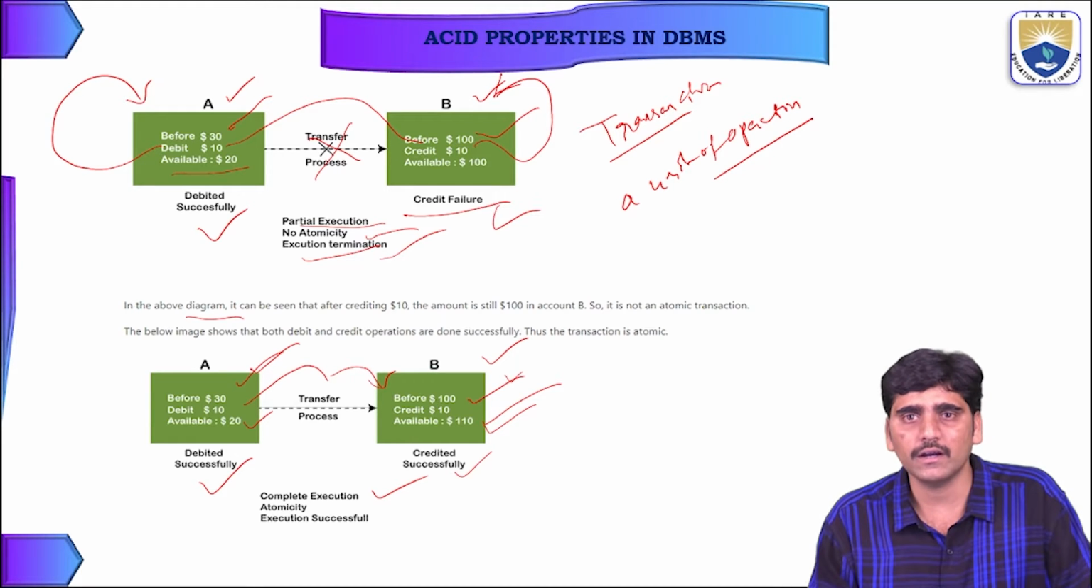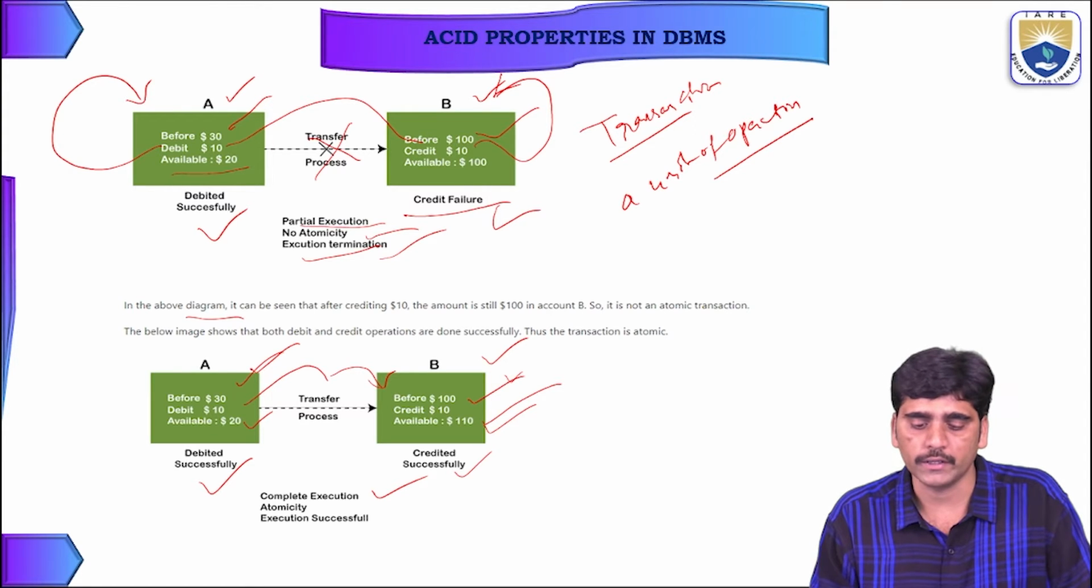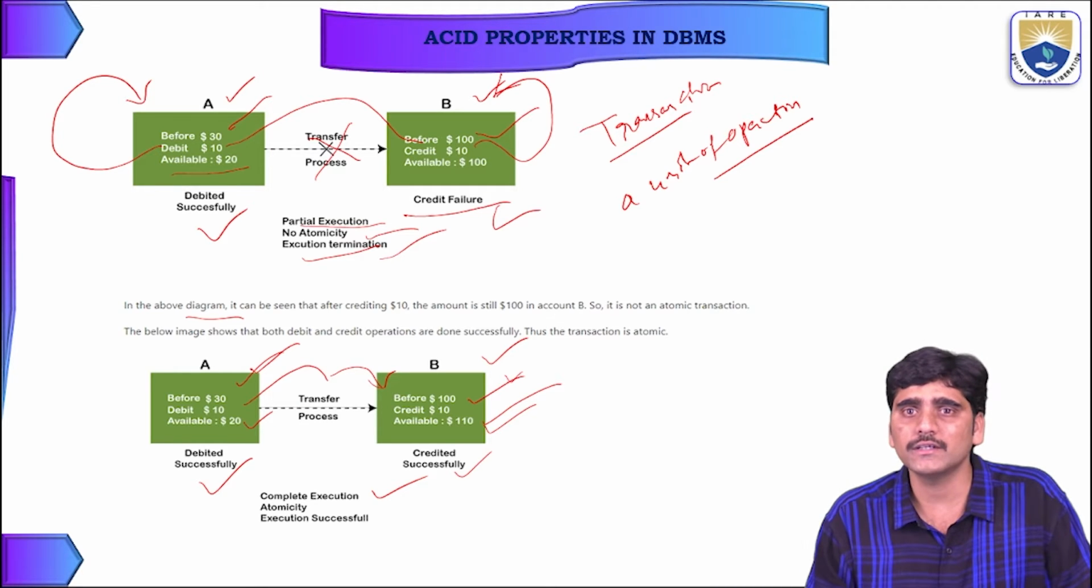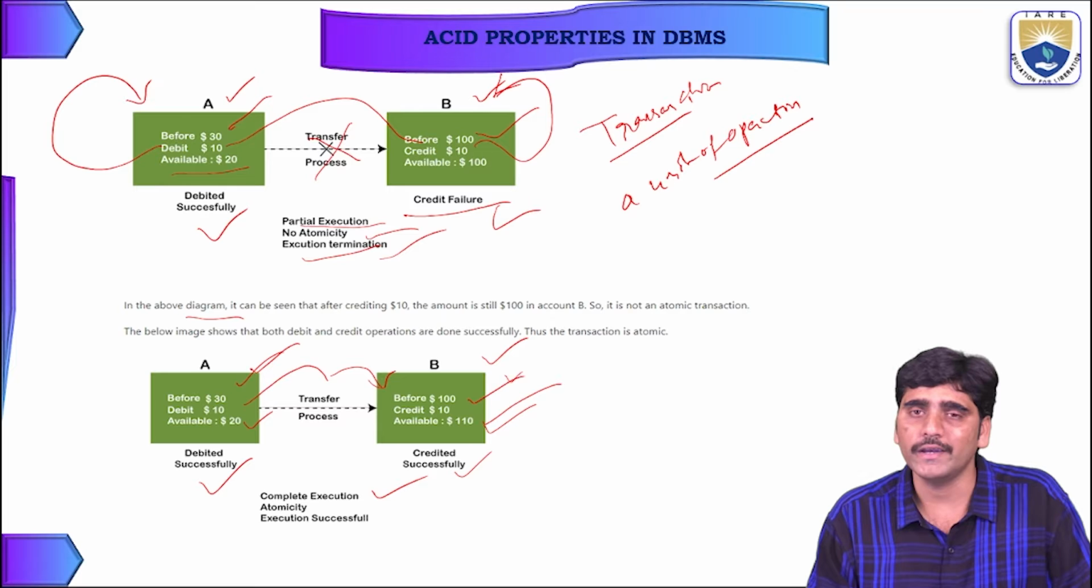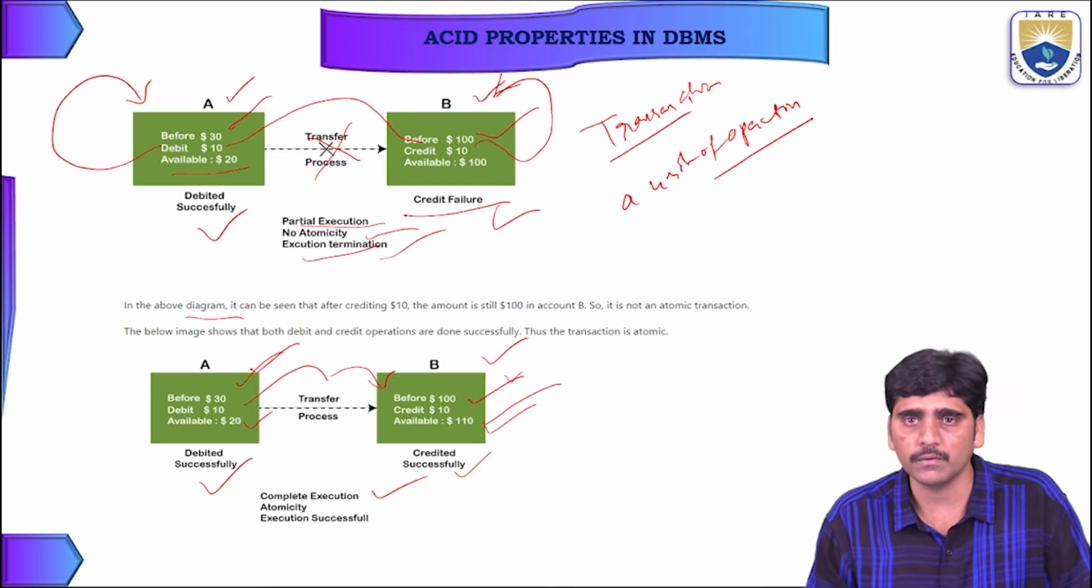So at that time this atomicity property fails. Later they will check and update the details, then they will give you the chance to deposit your money into your account again, right? So this is the way you can understand the atomicity property. If those two operations, credit and debit, are performed successfully, then you can say that the atomicity property is satisfied. If any of the operations is not performed properly, then the atomicity property is not satisfied.